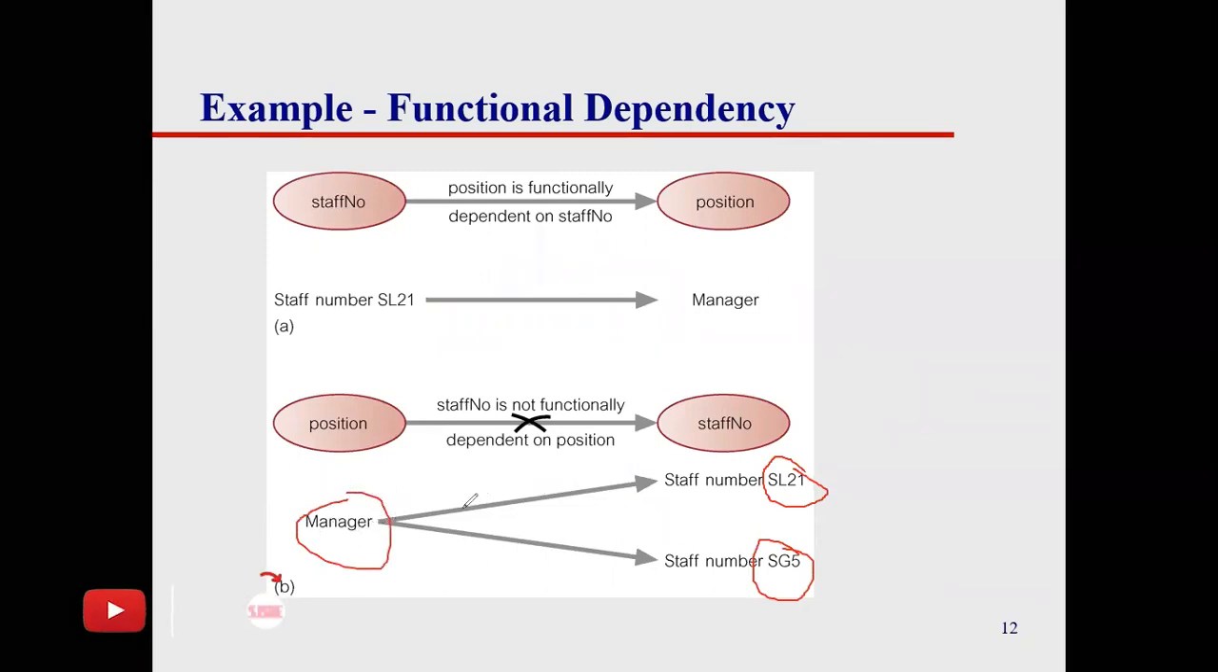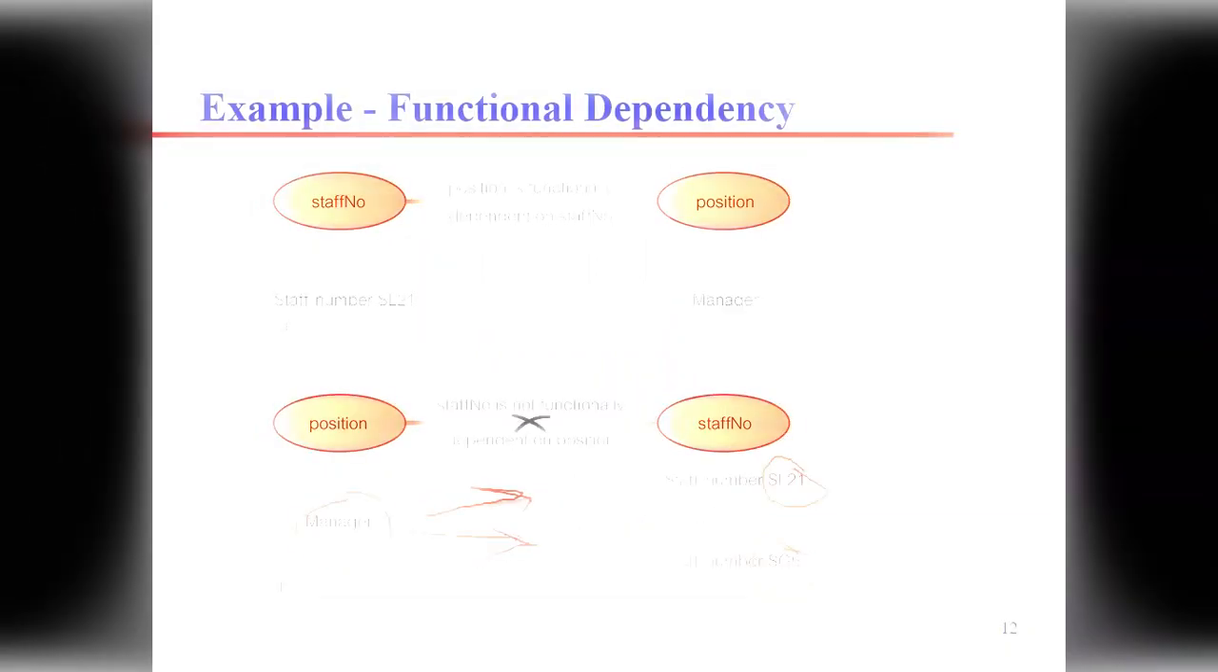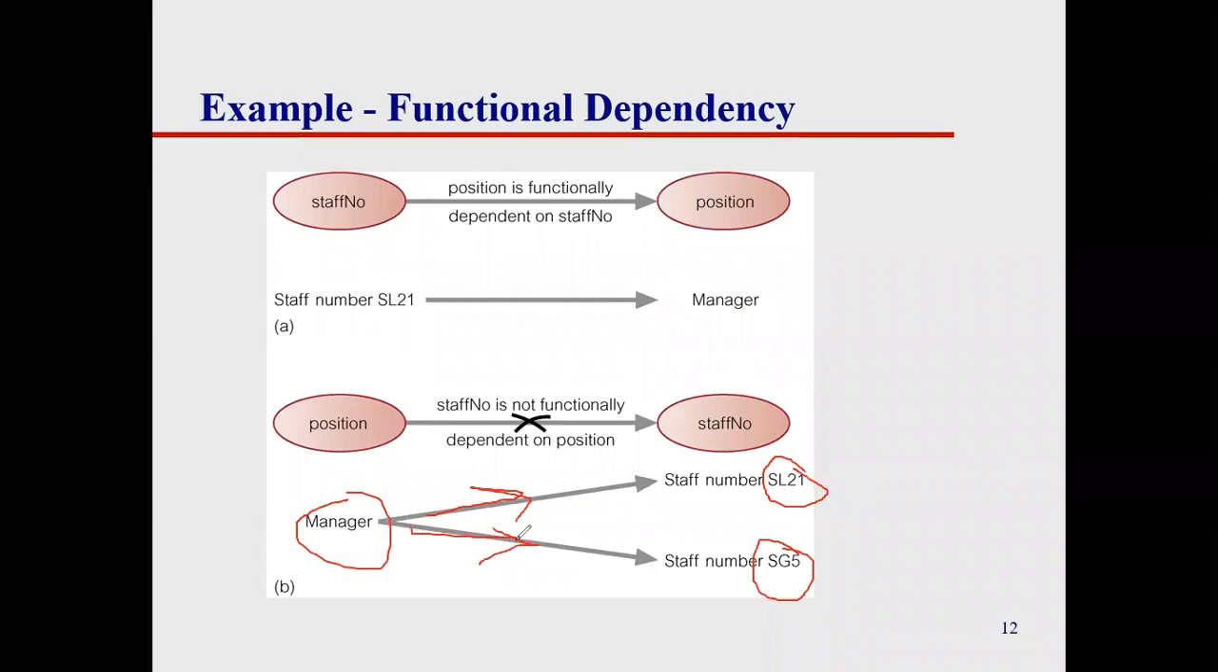So it means that the manager cannot tell me. Determine means it cannot tell me, it cannot predict. Okay, what do you call it? Determine. Find out. Yes. Okay. So the manager cannot find out the staff number, but the staff number can find the manager. See, there is a single arrow, right?